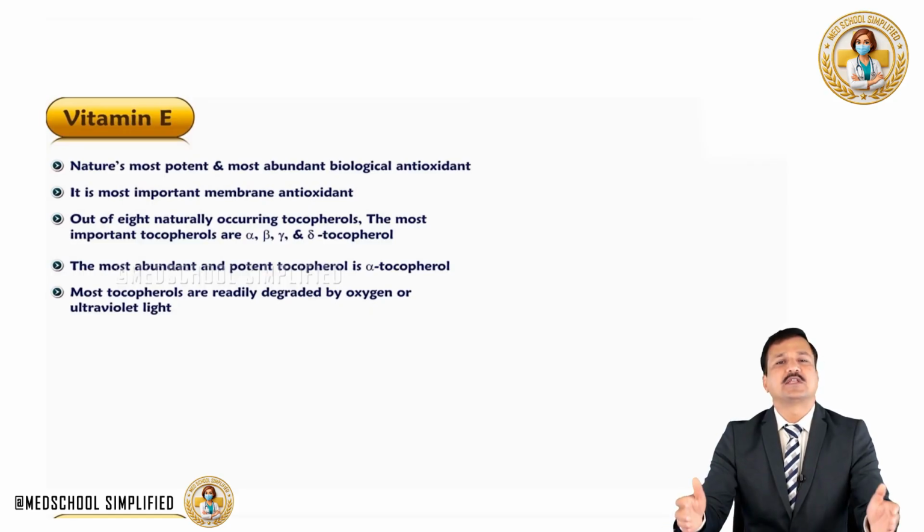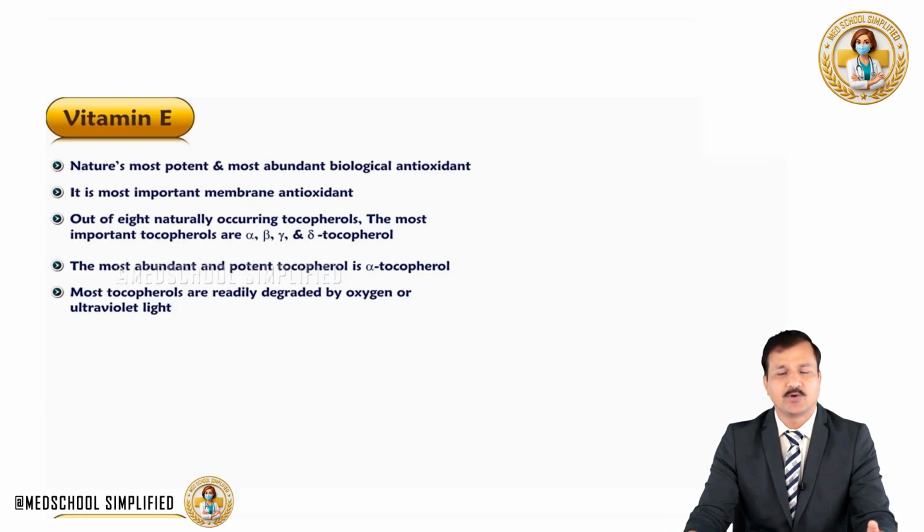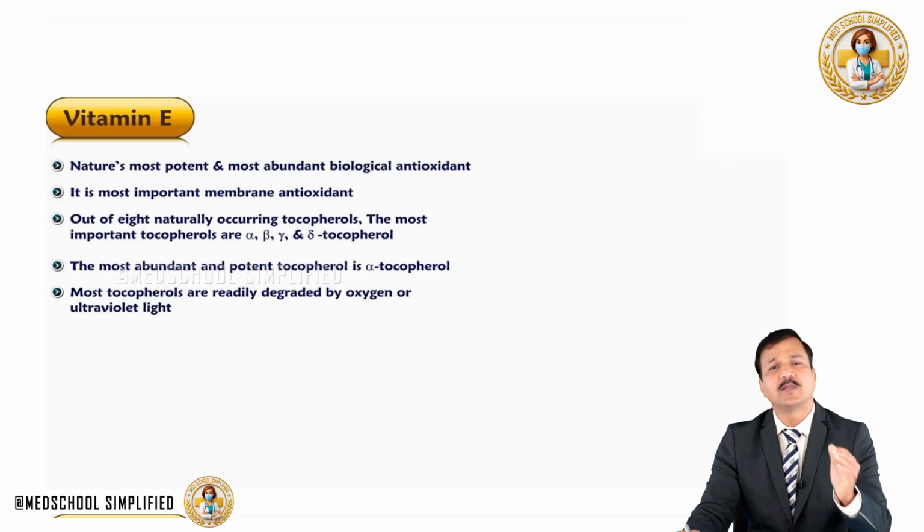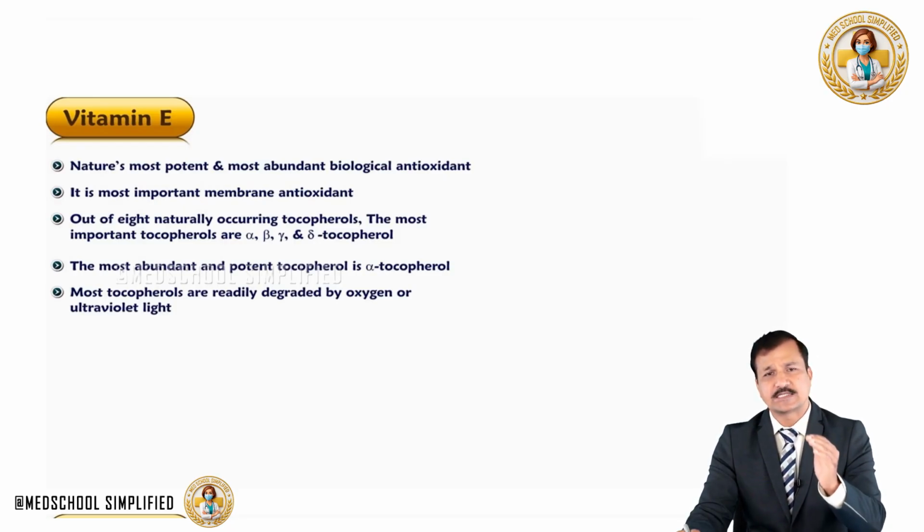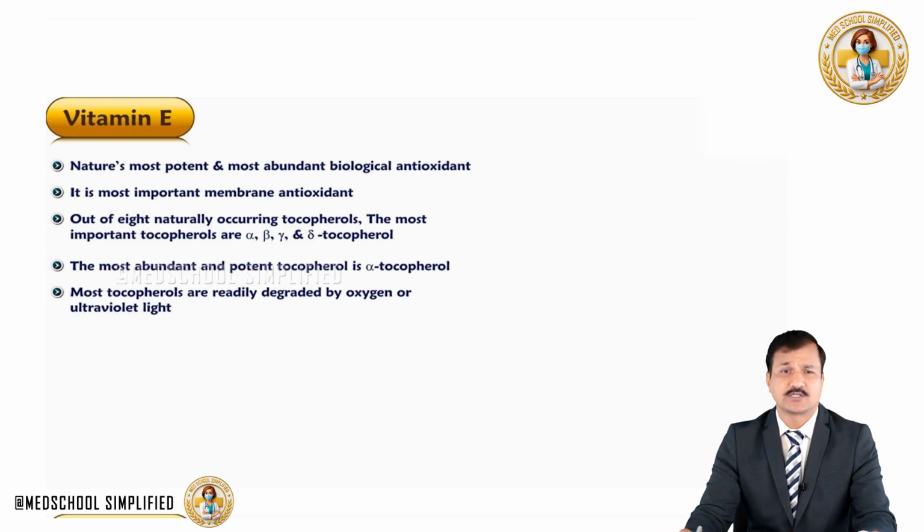Vitamin E is nature's most potent and most abundant biological antioxidant. One of the important roles of vitamin E in our body is that it simply acts as an antioxidant and protects our cell membrane from what is called lipid peroxidation. I am going to explain what exactly lipid peroxidation is and how vitamin E helps in the prevention of the lipid peroxidation process.